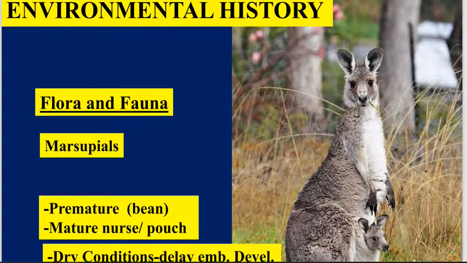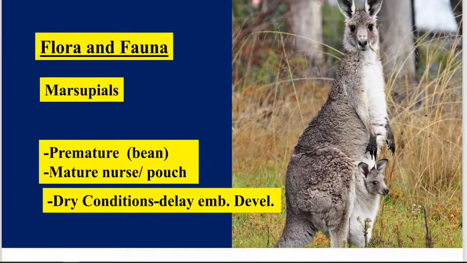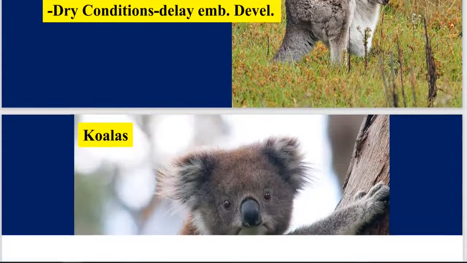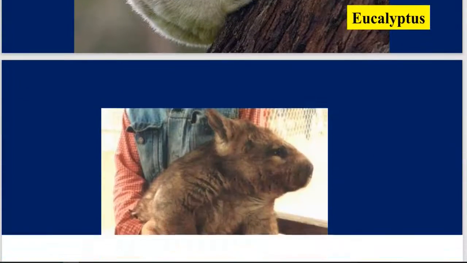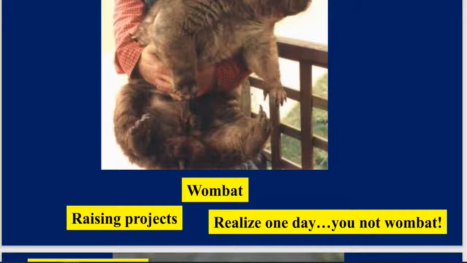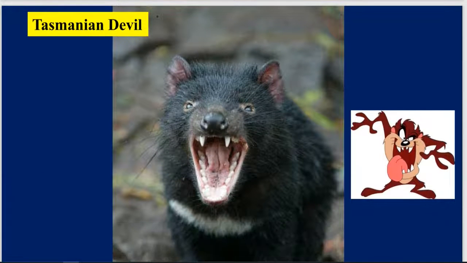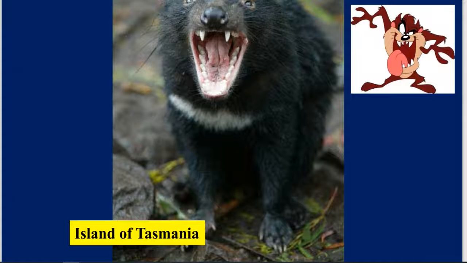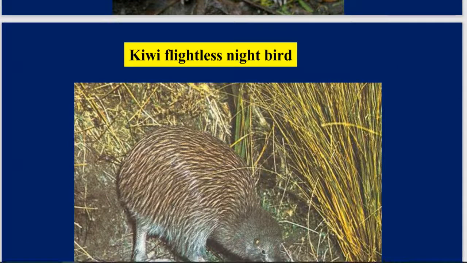Environmental history, we'll go over these quickly. Flora and fauna: the marsupials are the major unusual species on the island. You have the kangaroo, you have the koala, they like to eat the eucalyptus. You have the wombat. I'm not sure what they're good for, to be honest with you. The Tasmanian devil, which is a vicious predator, is on the island of Tasmania, but that's where they primarily are.